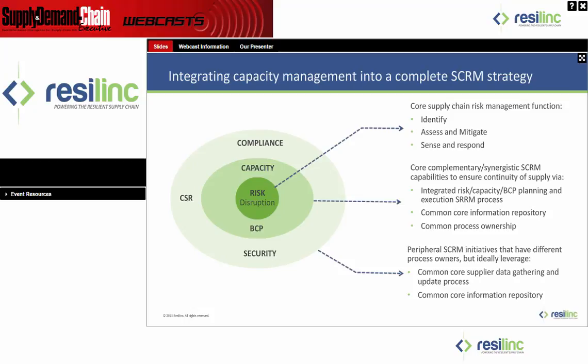So, Samir, would it be safe to say that compliance and the corporate social responsibility and security initiatives maybe have a different owner, but we should be talking to capacity, risk, and BCP owners? Should essentially all those functions be somewhat centralized and owned by the same sort of Uber process manager, if you will? That would certainly be a best practice that we would recommend.